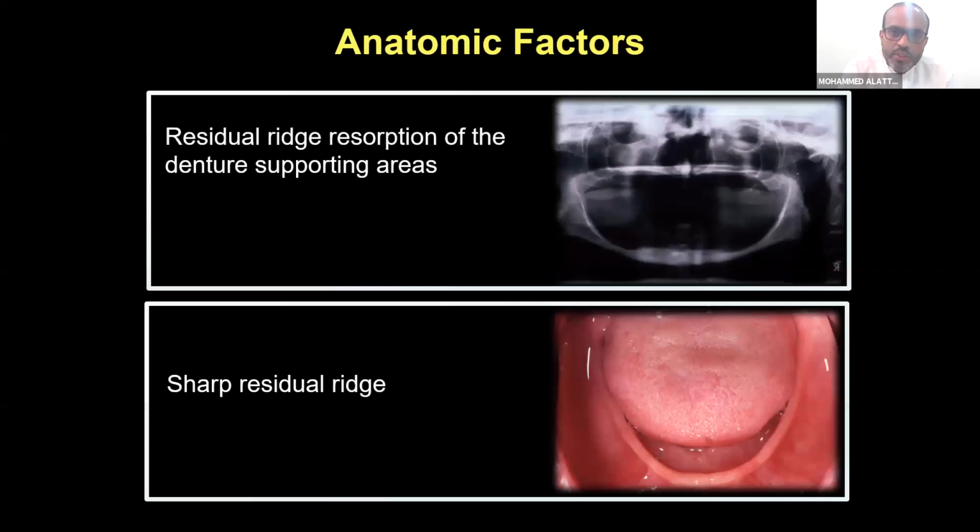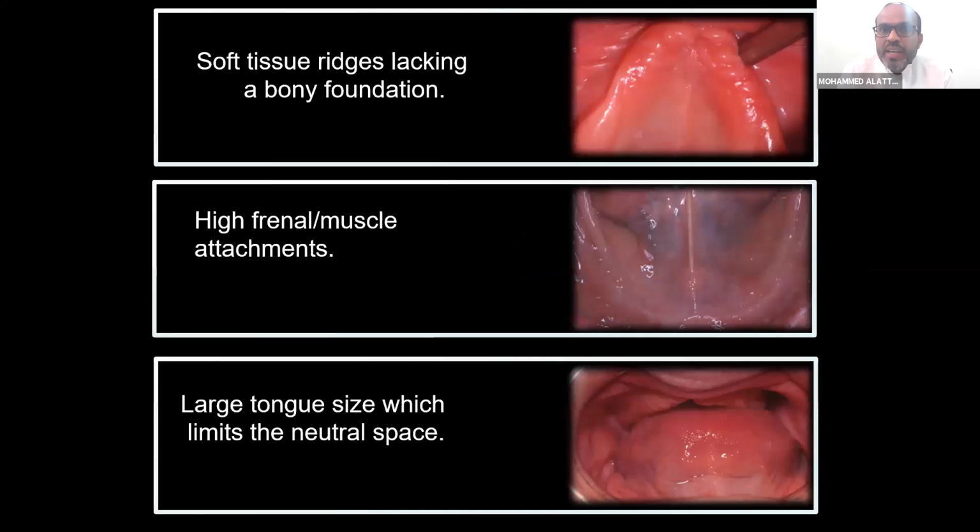For the anatomical factors, if we look at this panoramic view, this patient with the severe resorption definitely will not be satisfied with the removable prosthesis that you will give him. And also the second one, the patient with the sharp residual ridge, definitely he will not accept or accommodate the removable prosthesis. And also the patient with the flabby ridge, where there is some soft tissue but there is no bone foundation, it is very difficult to accept the removable prosthesis.